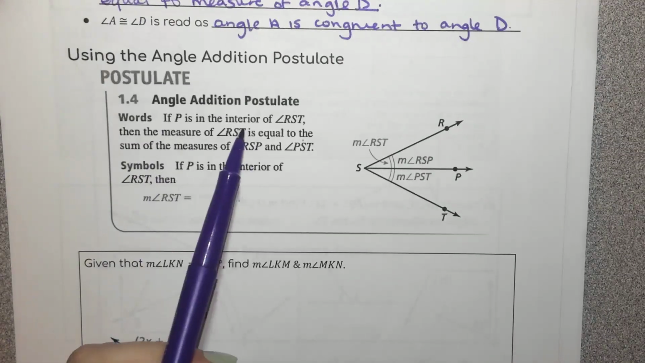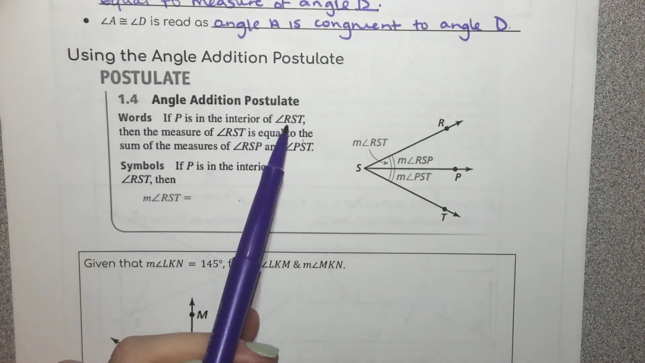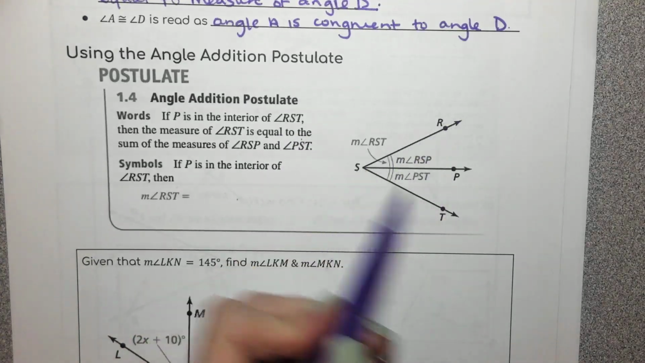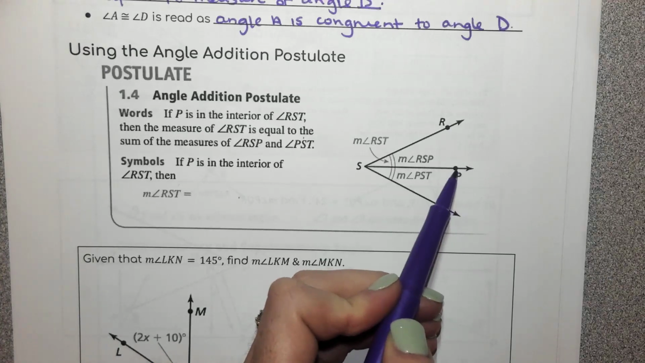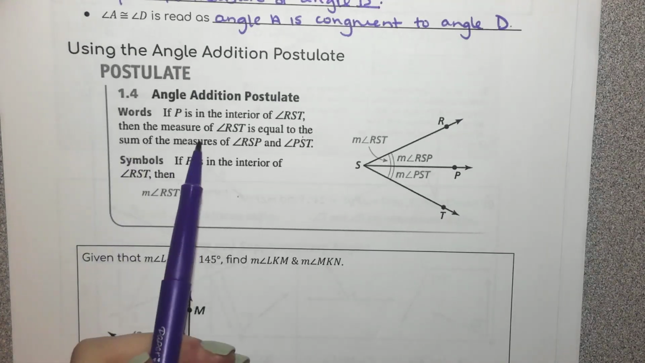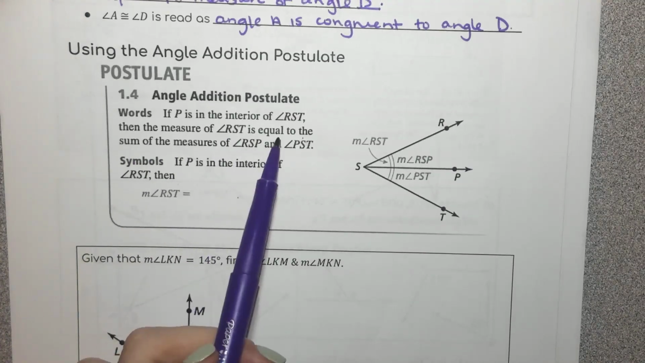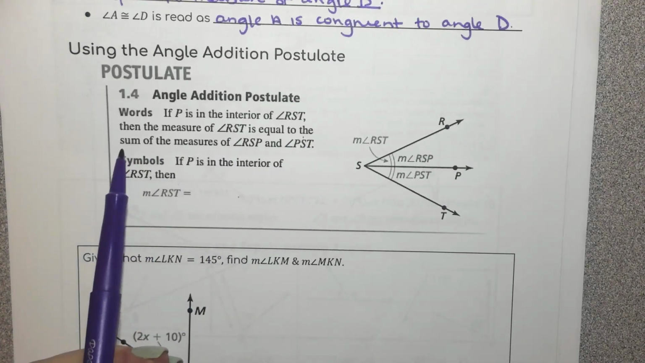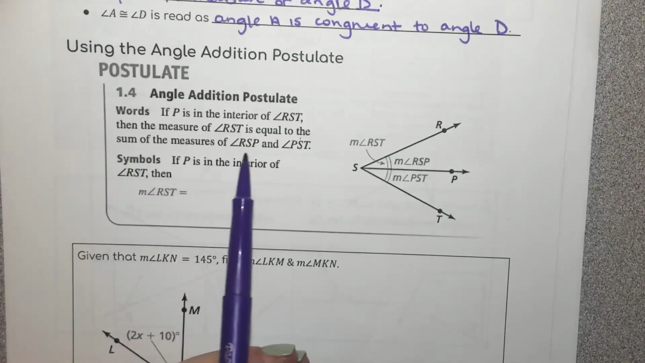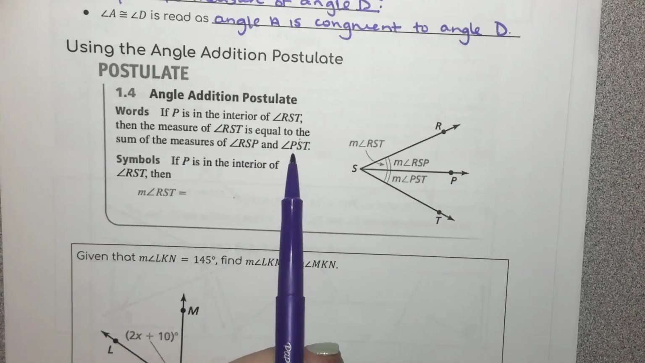It says if P is in the interior of angle RST, so let's picture where that is. RST is this big angle. P is on the interior, which means it's inside the angle, not outside. Then the measure of angle RST is equal to the sum. So what operation is that? Plus or addition. The measures of angles RSP and PST.